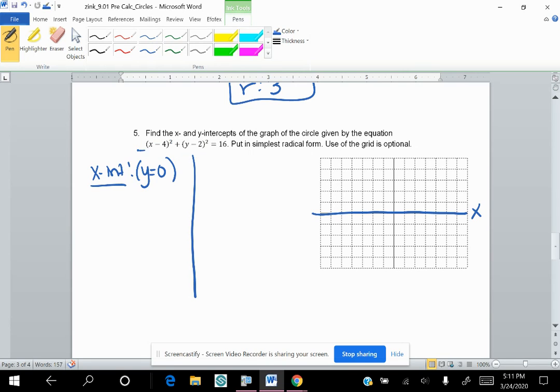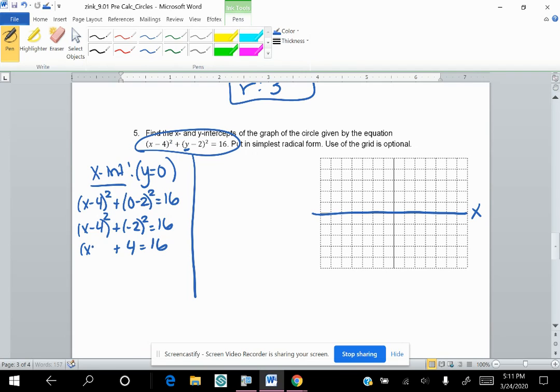So I'm going to take my equation, and everywhere I see a y, I'm going to put a 0. So x minus 4 quantity squared plus 0 minus 2 squared equals 16. And that gives me 0 minus 2 is negative 2. Negative 2 quantity squared is 4. And I'm going to isolate this x minus 4 quantity squared now. So I'm going to subtract 4 from both sides, which gives me 12. Now I want to solve for x, so I'm going to take the square root of each side to get rid of that squared term.